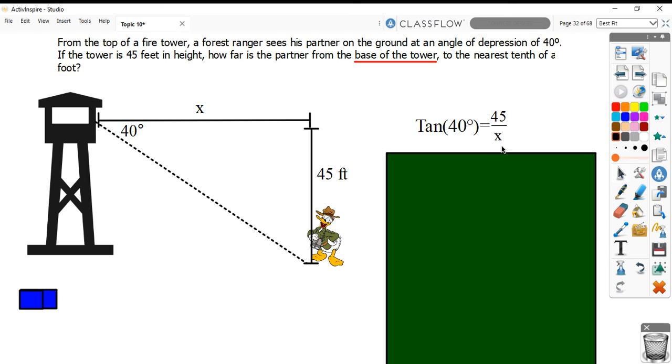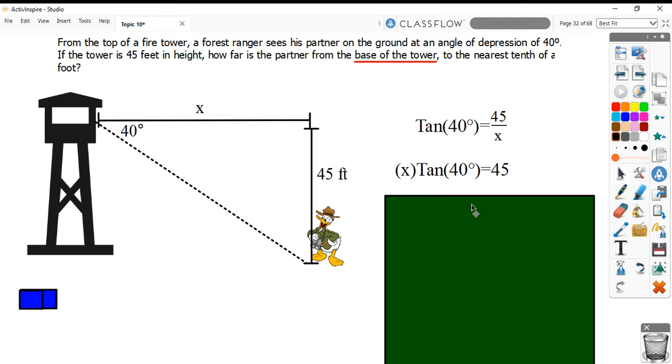Just like we did before, if our variable is in a fraction, you multiply times the denominator. Times x on both sides gives us 45 alone over here. We've got x times tan 40. Tangent of 40 is a number that you can type into your calculator or look on your chart. It is just a decimal number. It does not matter what this number is, because when you look at the left side of this equation, you can see that it's just x times a number.